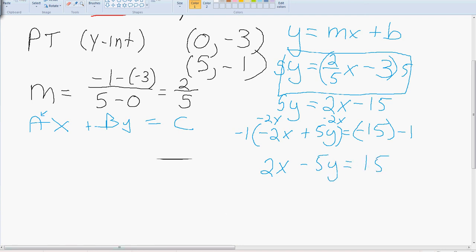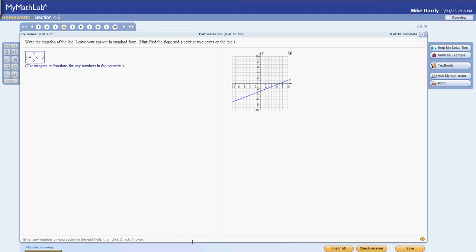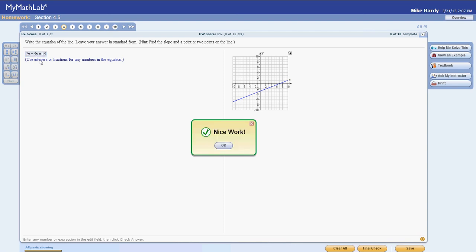Now let's see if the program likes that. 2x minus 5y equals 15. Nice work, it says. So that looks like the answer.